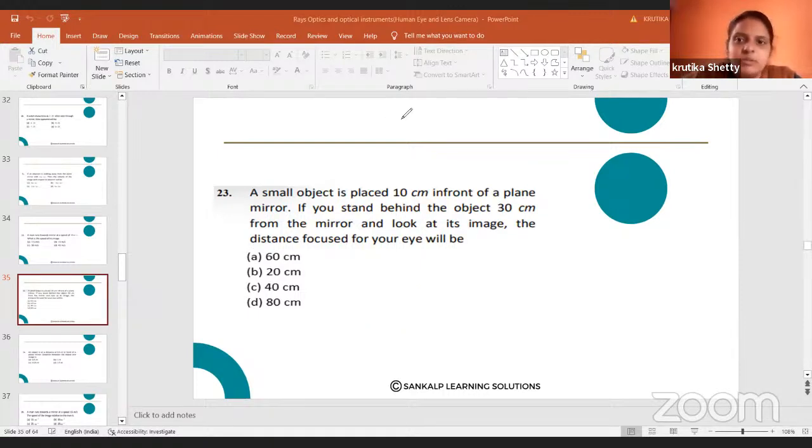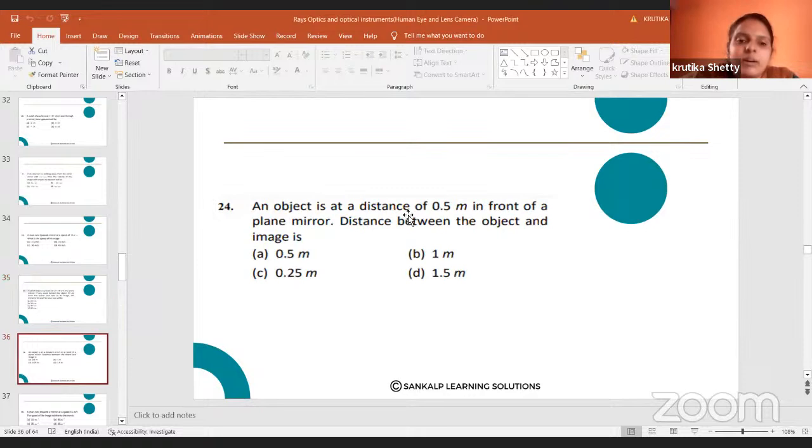Okay. So if we cover these questions fast, then we can go for the previous year questions. Then the next question: an object is at a distance of 0.5 meter in front of a plane mirror. Distance between the object and the image is.